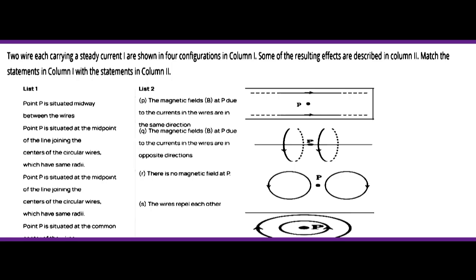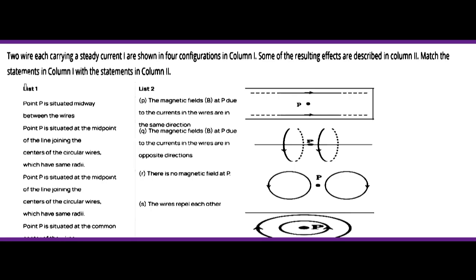Hello guys, so today we have this question that two wires, each carrying a steady current I, are shown in four configurations in column 1. Some of the resulting effects are described in column 2. Match the statements in column 1 with the statements in column 2.